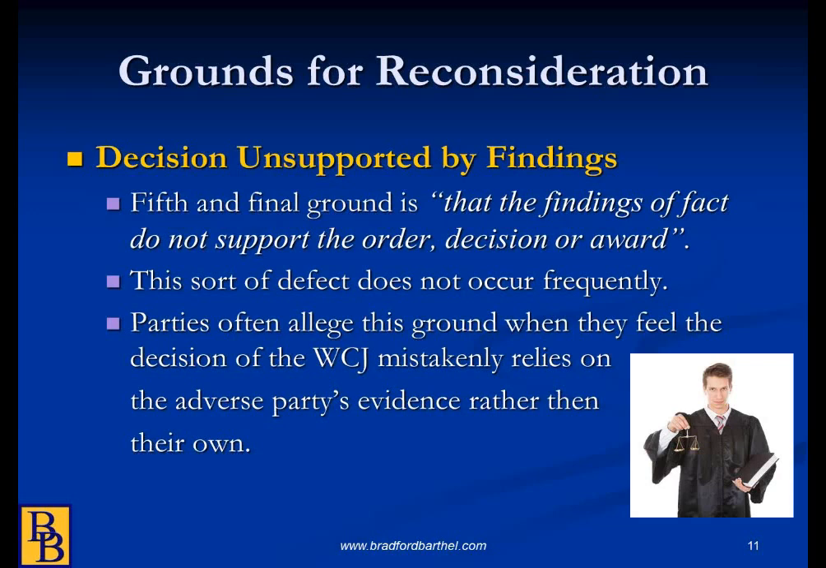Parties often allege something along these lines when they feel the decision of the WCJ mistakenly relies on the adverse party's evidence rather than their own. Oftentimes you'll see them challenge a decision when there is a clerical error, when the judge awards TD at a rate that is completely unsupported by either side. This would be the grounds under which you would appeal.